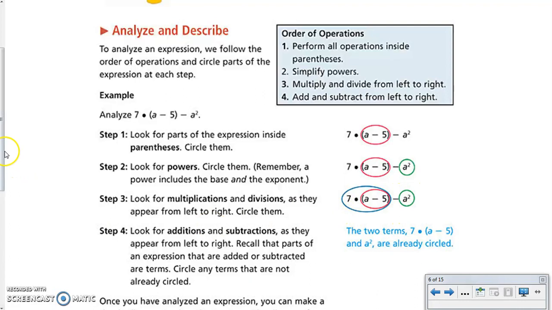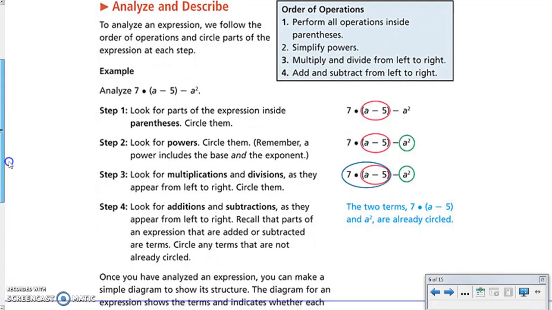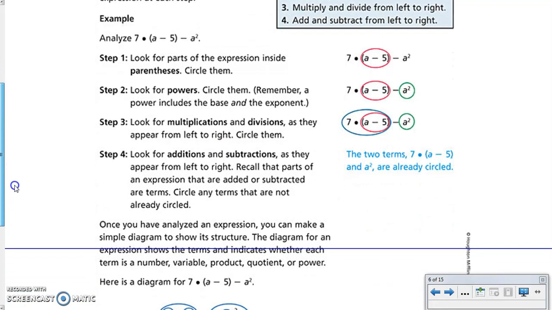Okay? The other thing that it also helps us do is it helps us to see that there are 2 terms in this expression. So remember, an expression is when 2 parts are subtracted or added together. So this one has 2 terms, this one and this one, because they are being subtracted. Now you see the subtraction in here, but this is all together, as this circle shows us, with the multiplication.